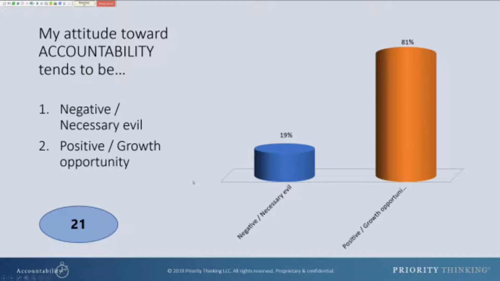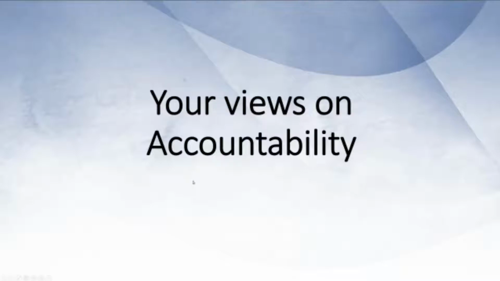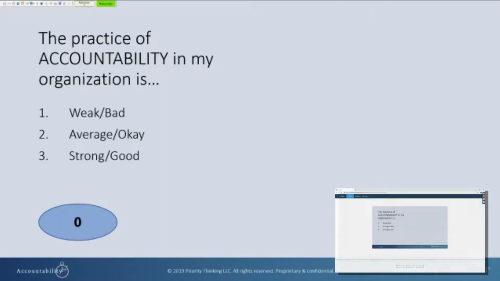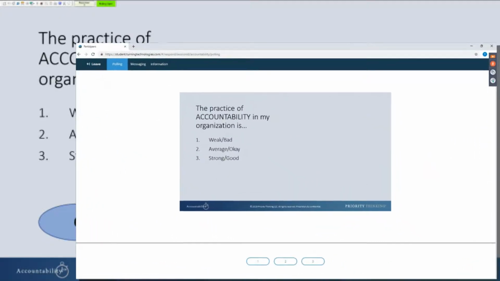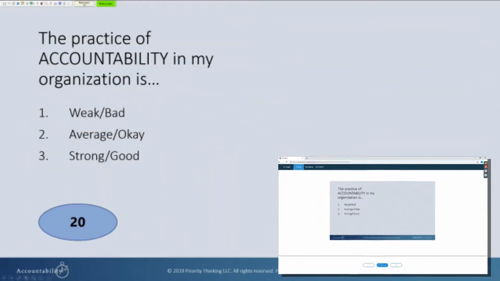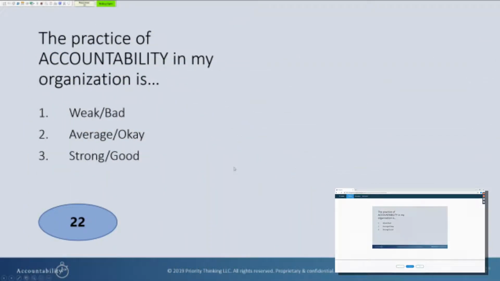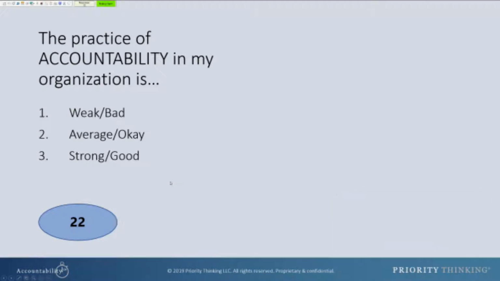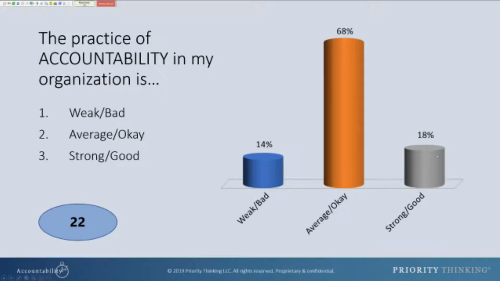Good. Let's move along. All right, so those were your views on accountability. Let's go now into the practice of accountability in your organization. Quickly, what kind of practices do you observe in your organization with respect to accountability? Does it tend to be 1, weak or poor, 2, average, okay, marginal, or 3, strong, good? All right, I'm going to close the polling. And as you can see here, we have almost a perfect standard normal distribution there.